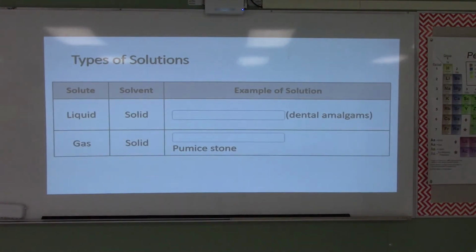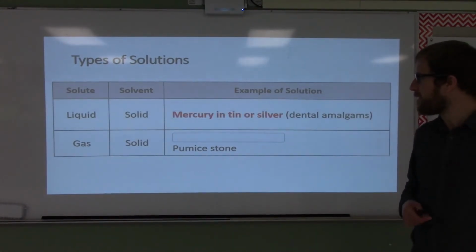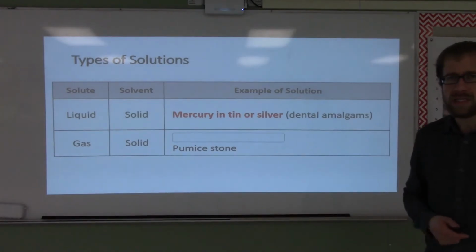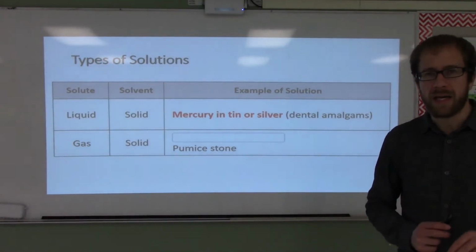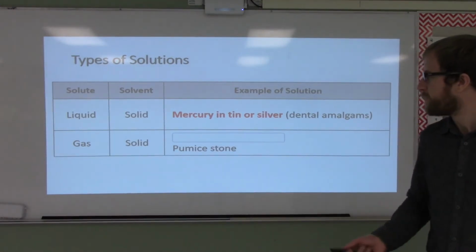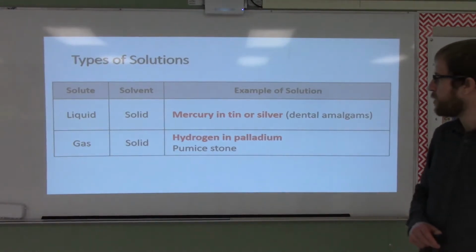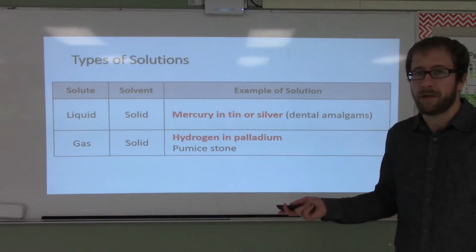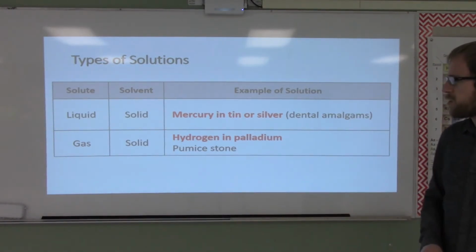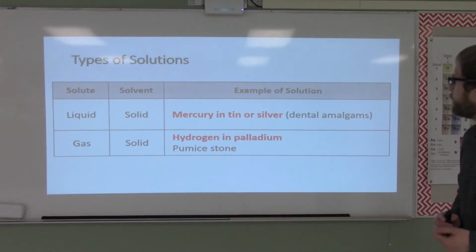Alright, liquid in a solid. Very obscure, because there are not many of these, but a great one is mercury in tin or silver. These are amalgams, and this is what they make cavity fillings out of. Gas in a solid. An example could be hydrogen in palladium, or pumice stones. Again, quite rare. Another one: there are a lot of poisonous gases dissolved in coal. That would be another good example.